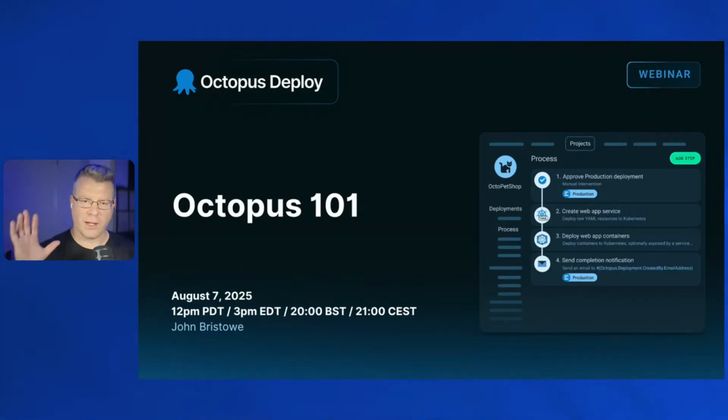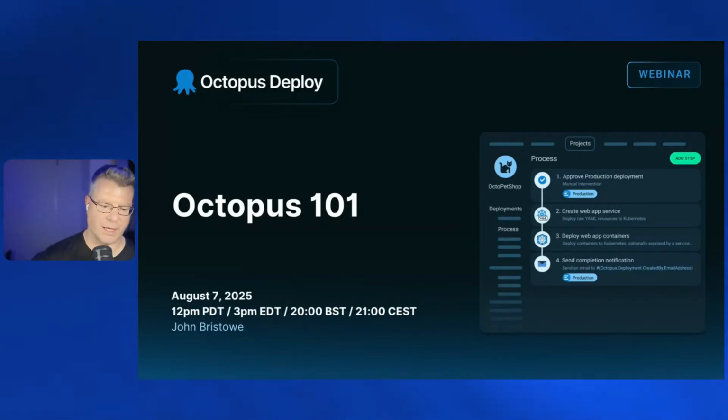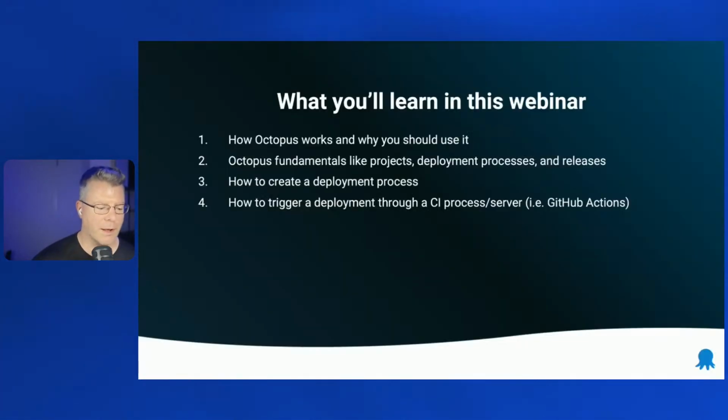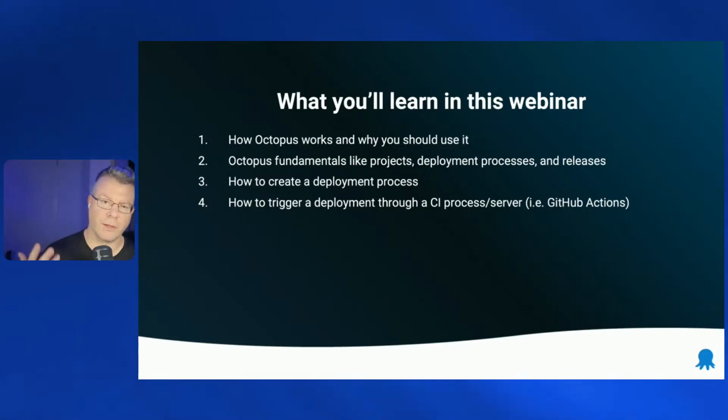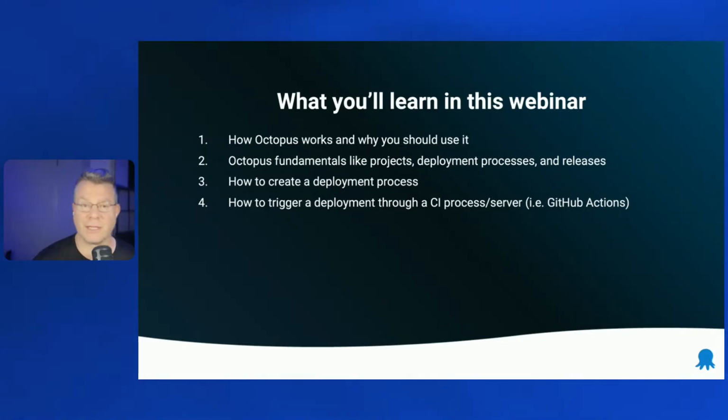All right, so let's go ahead and get started. Let's talk a little bit about Octopus and what it is and how it works. So in this webinar, we're going to talk about, as I said, how it works and why you should consider using it. We're talking about Octopus in terms of a continuous delivery solution. So Octopus is a solution that helps you do deployments. And so we'll talk about not only those things, but also some of the fundamental things about Octopus.